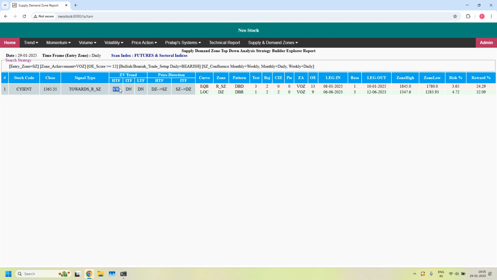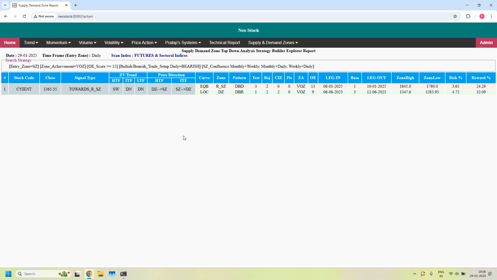And monthly trend is sideways. Even if you set the EMA confluence filter, it does not add any extra advantage. So let's leave it here. So this is a bearish trade setup for monthly income trade. Entry time frame daily.